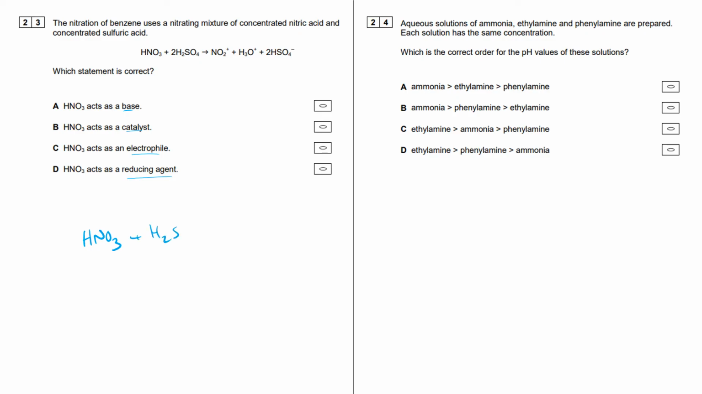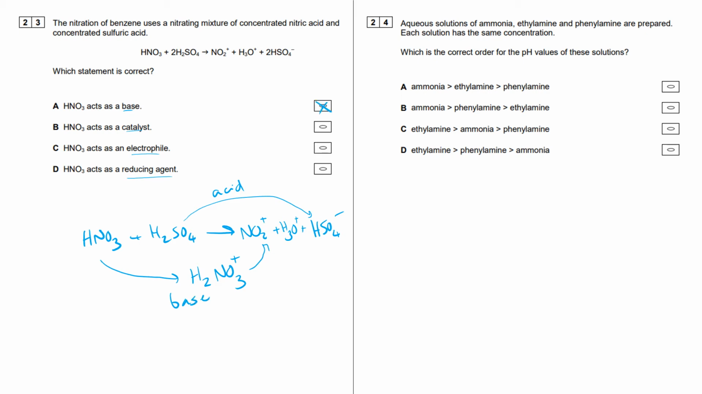your sulfuric acid is donating a proton to become HSO4-. So because the sulfuric acid is donating a proton, that means it's acting as an acid. Your nitric acid, HNO3, is accepting a proton from sulfuric acid. This breaks down to form NO2+ and H3O+. So the nitric acid accepts a proton. The nitric acid is acting as a base.